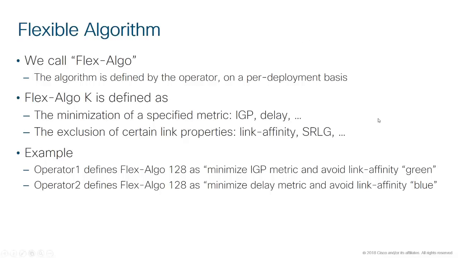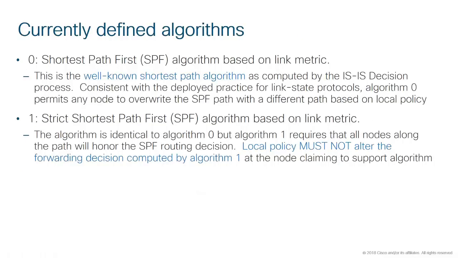Someone else will deploy the flexible algorithm 128, but he will define it as a minimization of the delay metric and the avoidance of the blue link. So you see the flexible algorithm 128 is totally defined by the operator in his own deployment. So up to now, we had defined two algorithms, 0 and 1. 0 is what you would expect intuitively. It's basically the shortest path, as ISIS and OSPF have always been computing them.